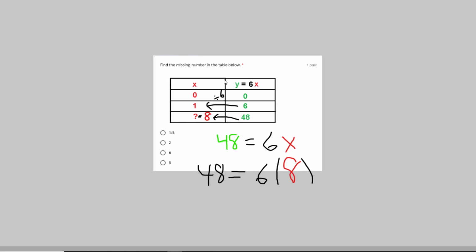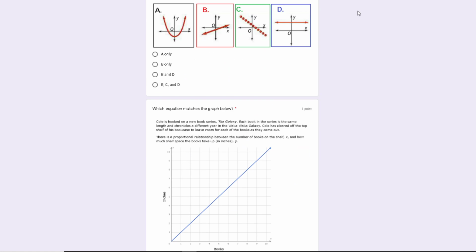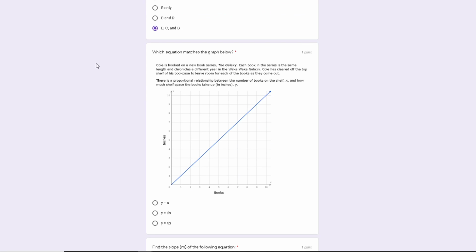So let's move on. Which of the functions below are linear? Straight lines are linear functions, linear graphs. They're always straight. This is okay too if they have these little gaps in it, as long as it's still a straight relationship like that. So the only one here that's not linear is A, so it should be B, C, and D.